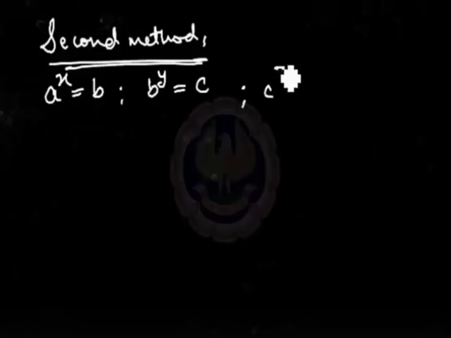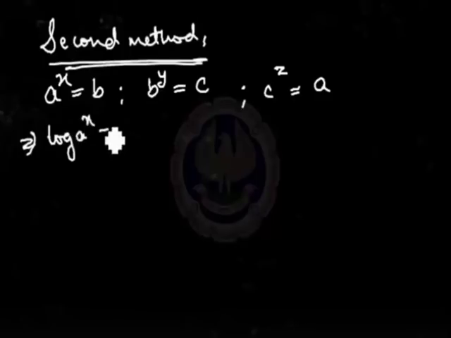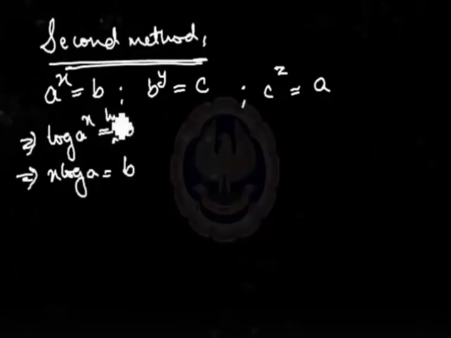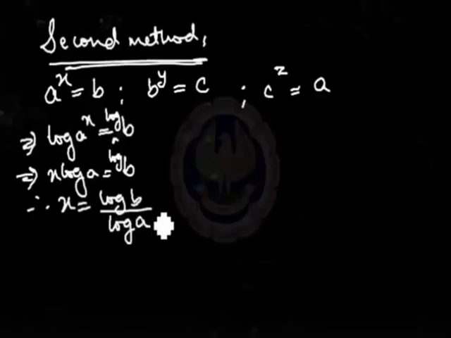See, what it says is a to the power x is equal to b, b to the power y is equal to c, c to the power z is equal to a, right? So let's just take log. Taking log on both sides, what will you get? Log a^x is equal to log b. So this can be written as x log a is equal to log b. Right? Therefore x is equal to log b by log a.